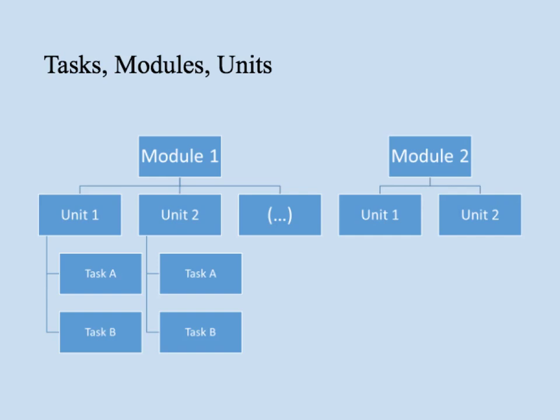So, for example, within a module, say module 1, there might be 2 units or 3. And a unit is like our traditional concept of a chapter in the Coursebook. So unit 1 is like chapter 1, unit 2 is like chapter 2, and so on. And then inside unit 1 there might be 2 tasks, task A, task B, and so on. And unit 2, another 2 tasks, and so on. So these are how tasks are organized.